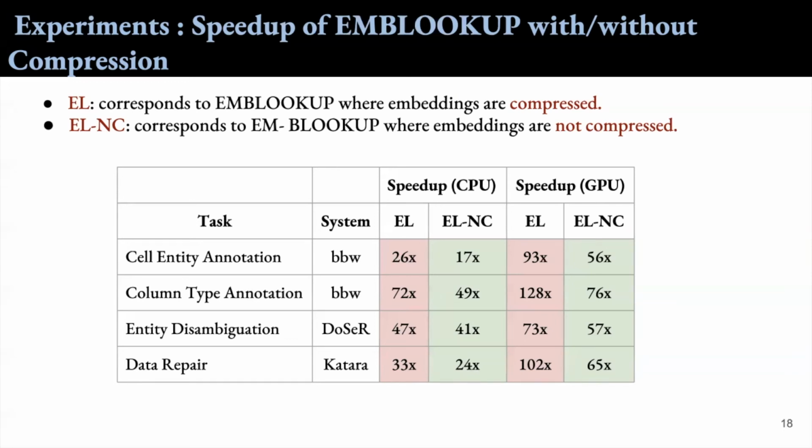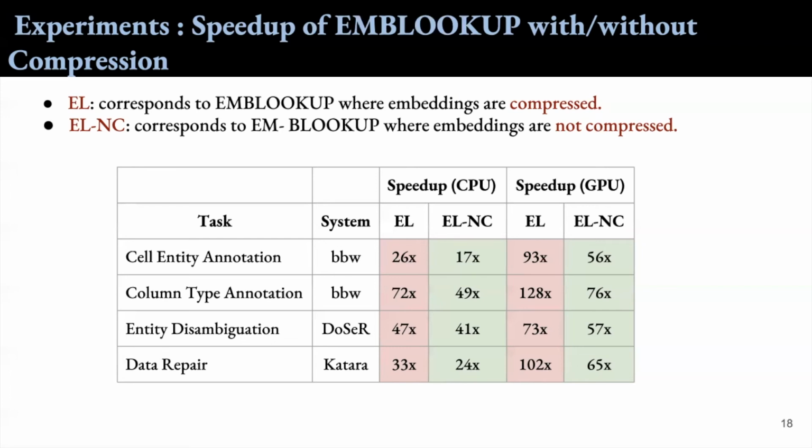We consider 2 variants of mLookup. The numbers in the red columns are the speedup for mLookup implementation with compression, and the numbers in the green columns are for mLookup without compression. From this experiment, we can see that mLookup can achieve order of magnitude speedup, and further speedup when the GPU is available.